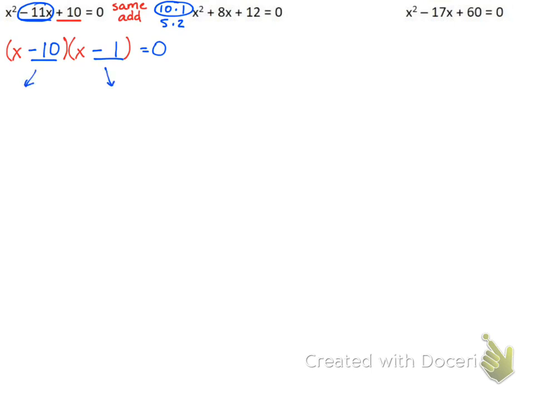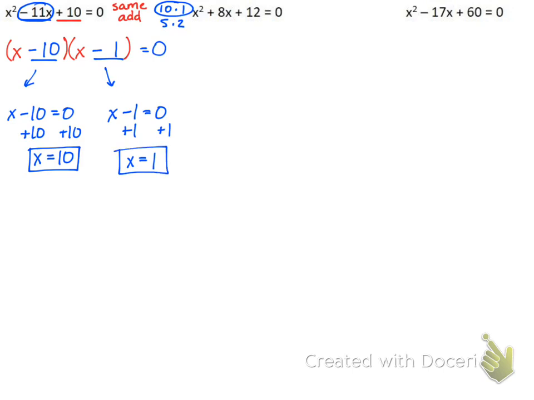And so again, I can split this off into two separate equations. X minus 10 is equal to 0, and x minus 1 is equal to 0. So I can add the 10 to the other side and get x is equal to 10. The other equation, I can add the 1 to the other side and get x is equal to 1. Those are my two answers.